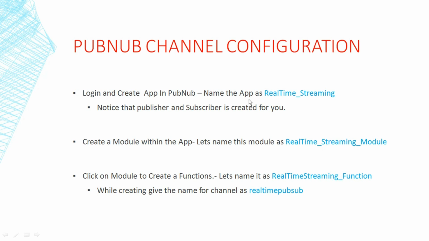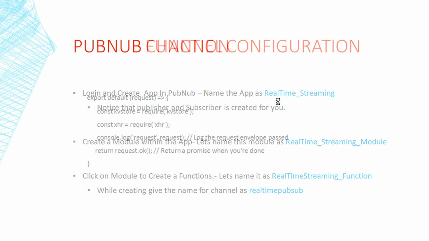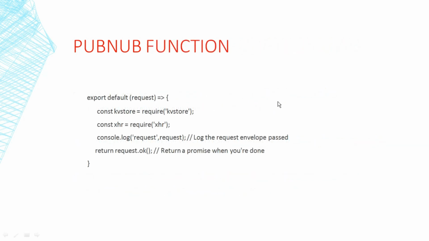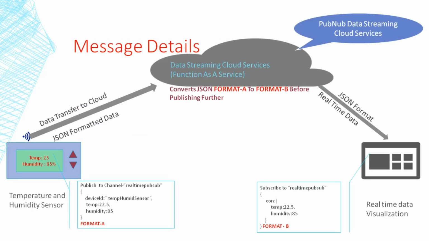There's something wrong. Okay, yeah, so let's move on. So this is the function that we created by default. This is what would be seen in PubNub when you create a function. So let's see why we need to modify this function.